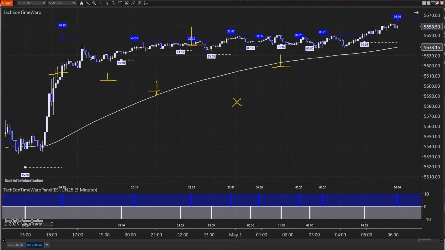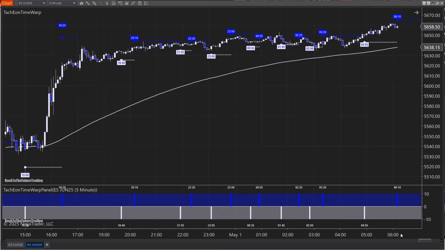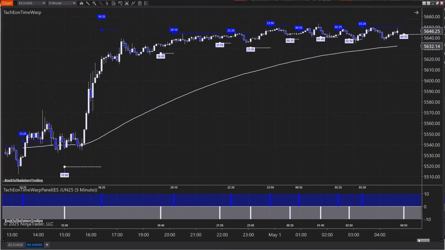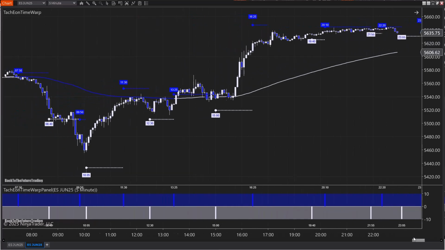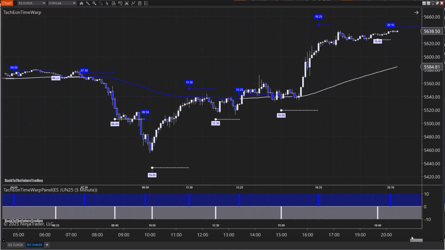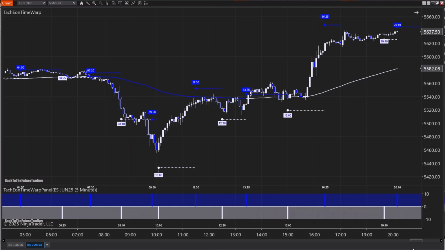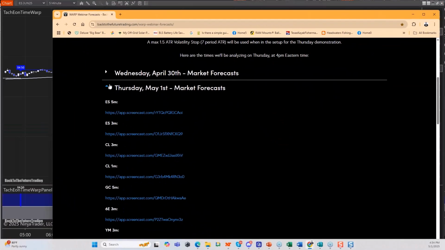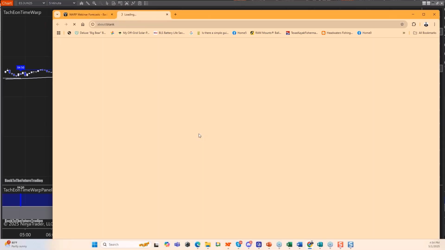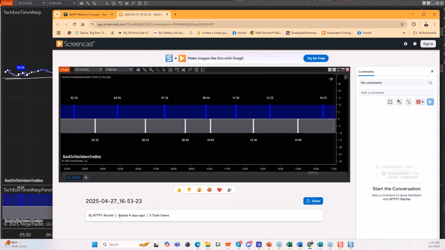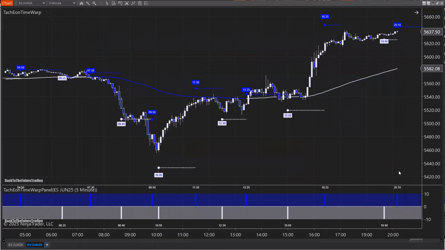Is it just today? Were we just lucky today? No. These were yesterday's times. What do you mean yesterday's times? Well, here's Wednesday. S&P 5-minute added 4 days ago at 9 o'clock. And these times are these times.